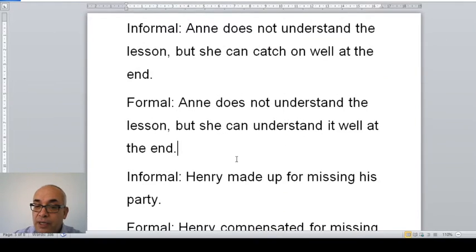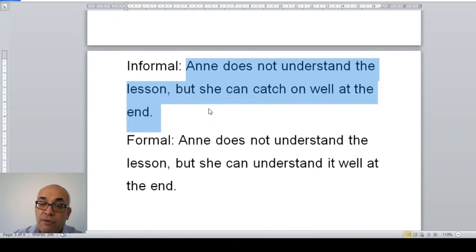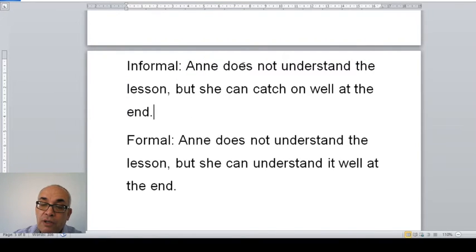Again here, if you look at it, Anne does not understand the lesson, but she can catch on well at the end. So still this sentence is informal. Of course, you can say doesn't, you can say does not. If you say doesn't, it is informal. If you say does not, this is formal.